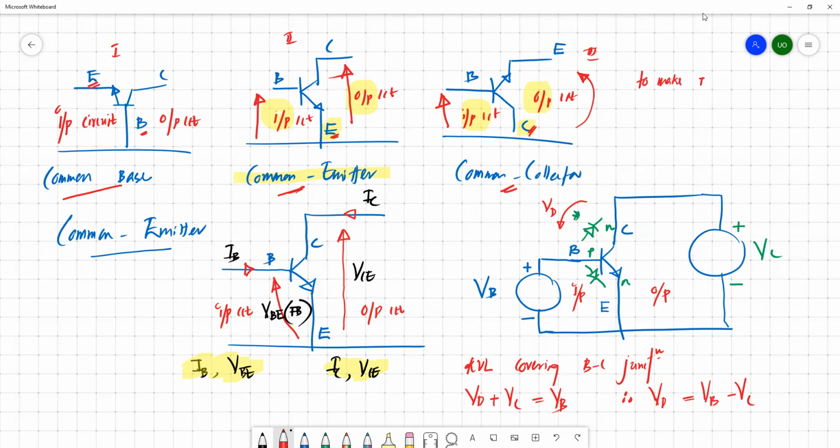Then to make the base collector junction reverse biased, VD should be less than 0. So if you substitute, VB minus VC should be less than 0. Then VB should be less than VC.